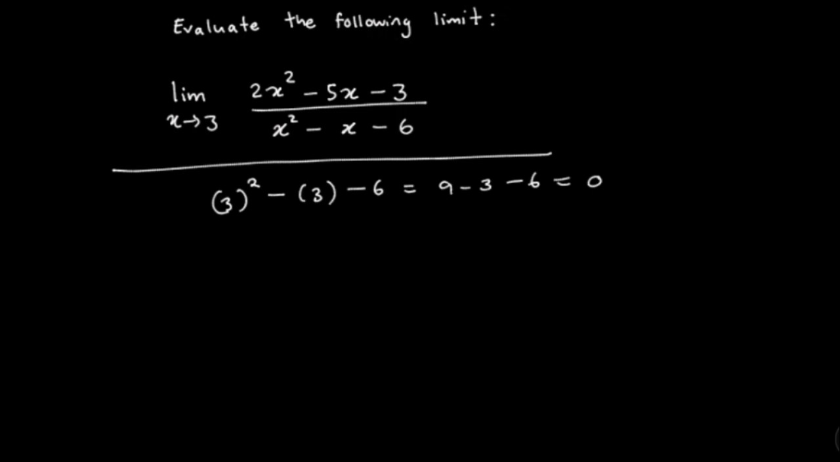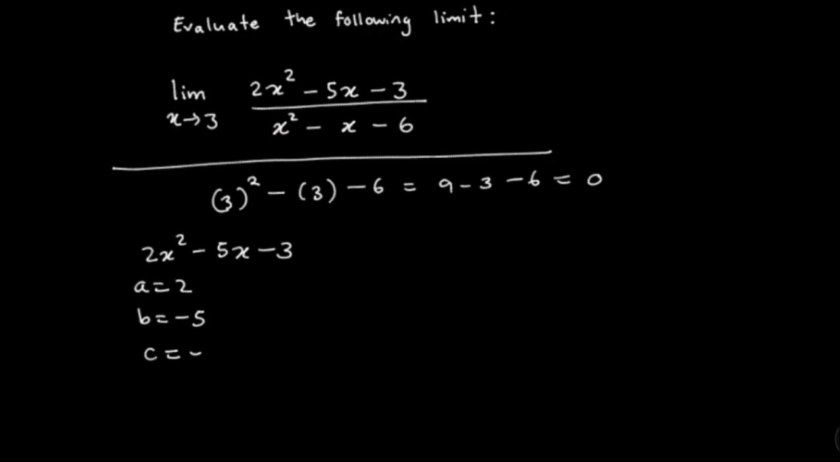To simplify this expression, you can notice here that both the numerator and denominator are quadratic expressions. So let's factor these quadratic expressions. I'm going to start with the numerator. We have 2x squared minus 5x minus 3. So a here is 2, b here is negative 5, c here is negative 3. To factor this, you want two numbers that add up to b and multiply to ac, which is equal to negative 6. So two numbers that multiply to negative 6 and add up to negative 5, we can use negative 6 and positive 1.